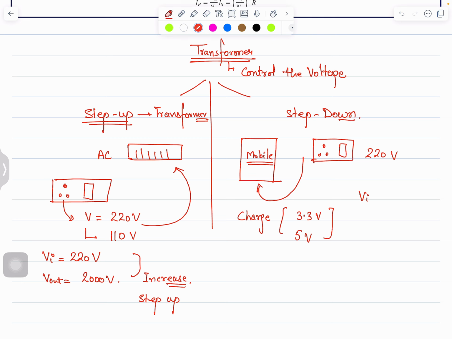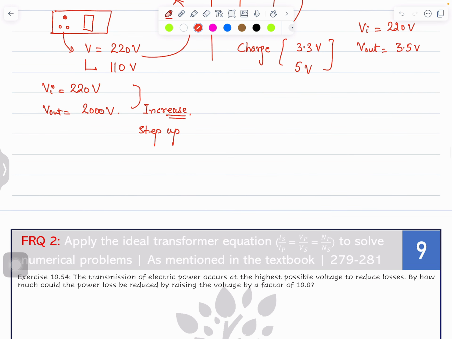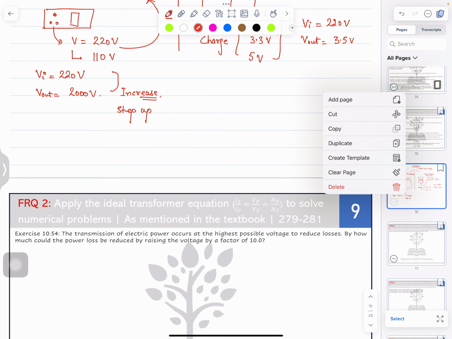V input is your 220 volt, but your V output should be around 3.5 volt. What are you looking for? You are reducing the voltage. This is called a step down transformer. So guys, what is a transformer? Transformer is a device which can control the voltage. It can increase or it can reduce the voltage. Clear guys? Understand? Okay. So just draw the diagram and you can understand, and the factors on which it depends. I will explain step by step.